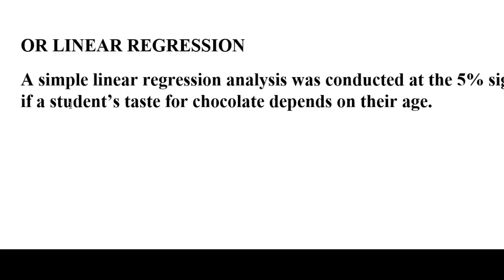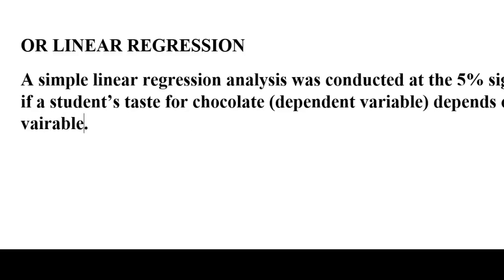And then I'm going to say students' taste for chocolate, which is the dependent variable, depends on their age, and I'm going to write independent variable. All right, null and alternative, here we go. Insert equation, and I'm going to do H naught, and this is rho equals 0.